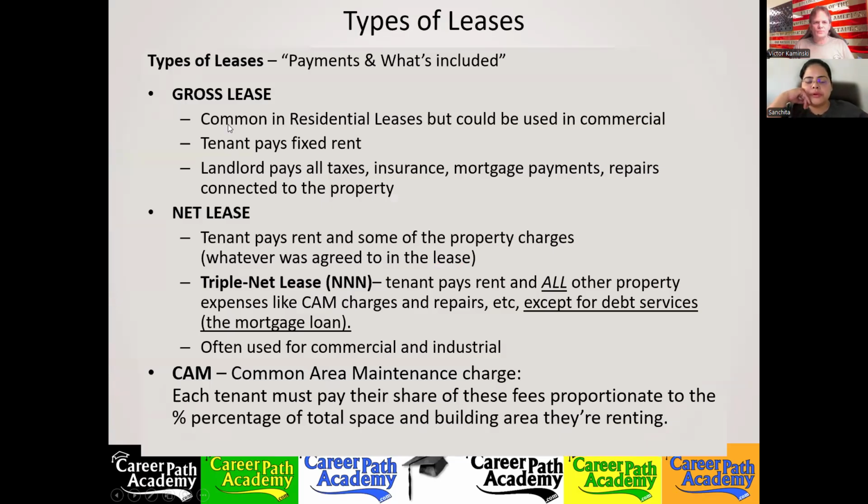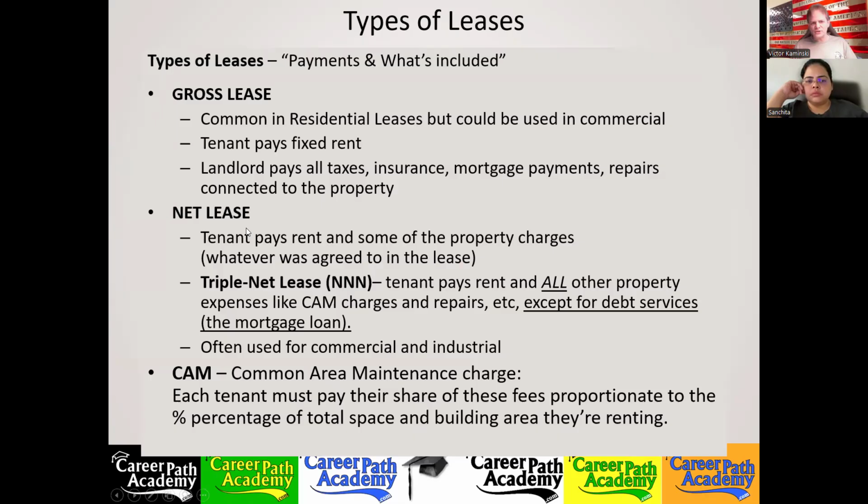So gross lease, once again, common in residential, but may be found in some commercial. Tenant pays their fixed rent, and the landlord's responsible for the maintenance of the property, paying the taxes and the insurance, etc. In a net lease, the tenant pays rent and some of the property charges, whatever is agreed to in the lease.